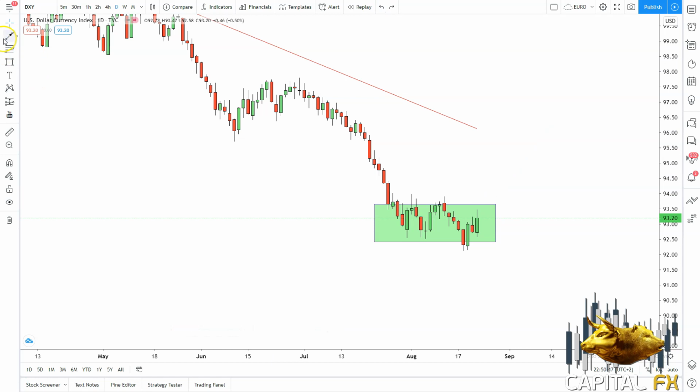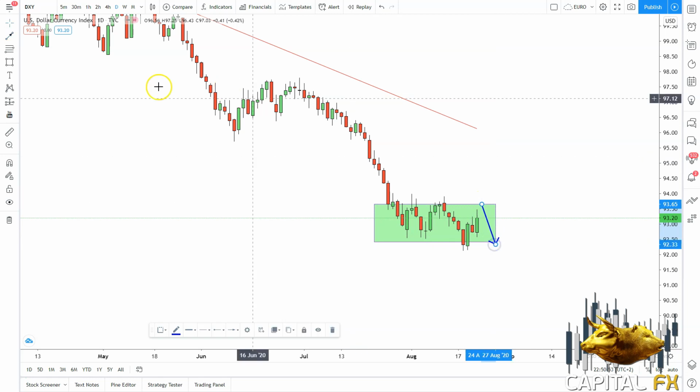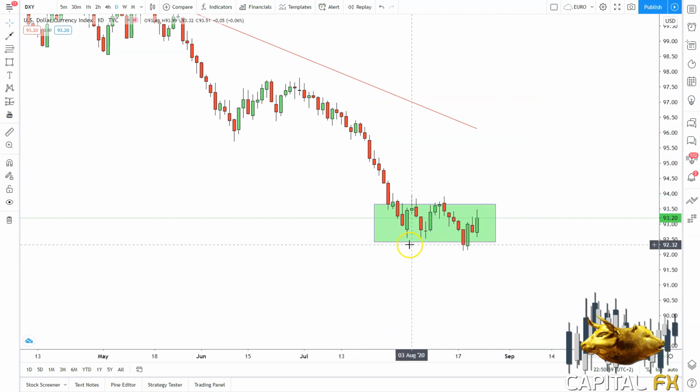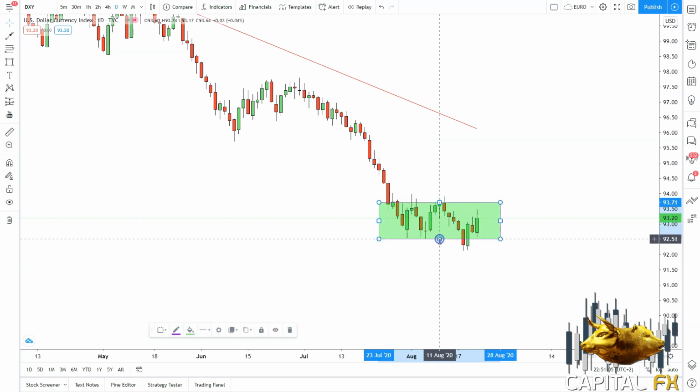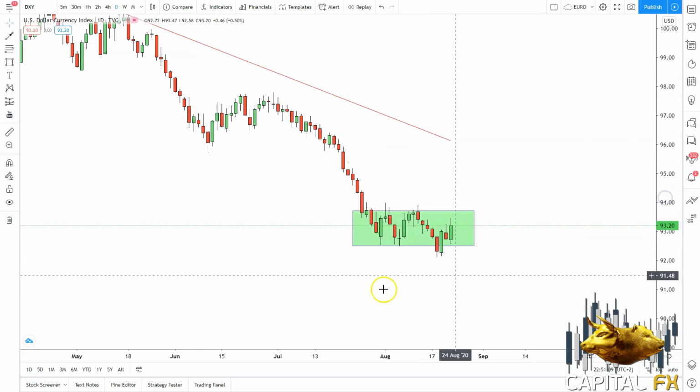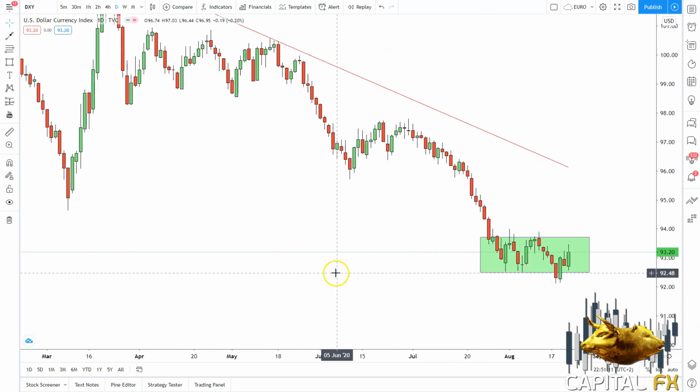Another aspect to consider: if price doesn't break above here, price can retest that as resistance and come back here before price rallies upwards and gives us a clear direction. But by the looks of things, in America, things will slowly pick up. And also, we've got the elections in November, which will definitely have a big impact on the US dollar.